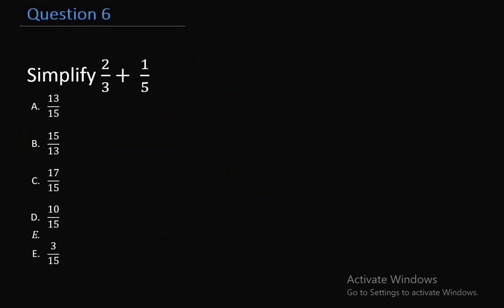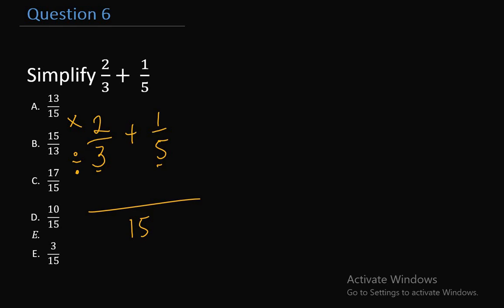Alright, question 6. Now this question says simplify 2 over 3 plus 1 over 5. This is a simple fraction. So we'll start by looking for the LCM of the denominators. LCM of 3 and 5 will give me 15. Now the rule of simple fraction, we divide with the denominator and multiply with the numerator.